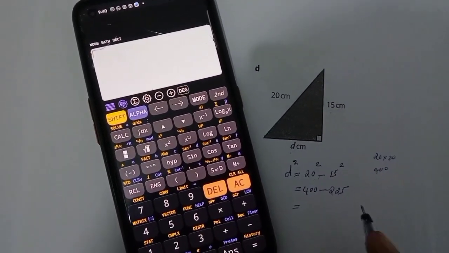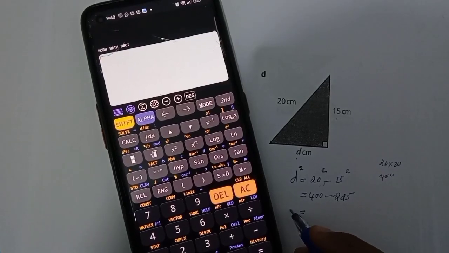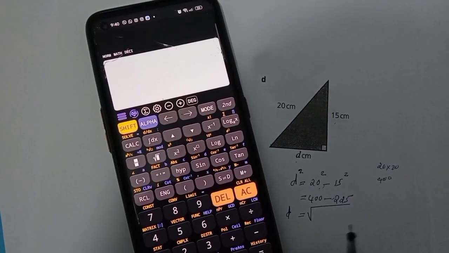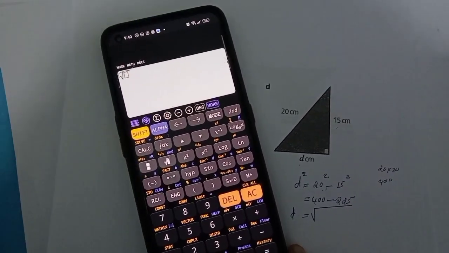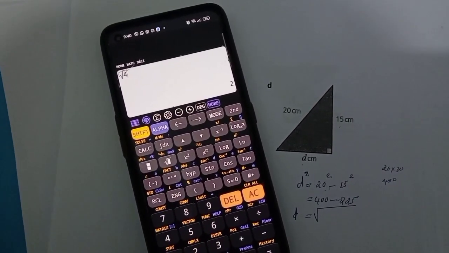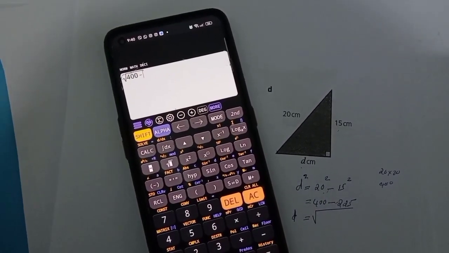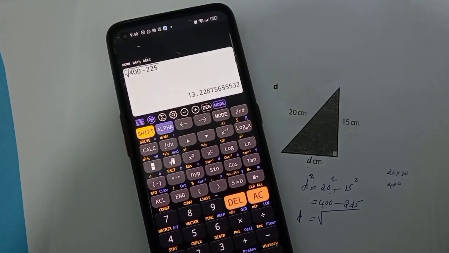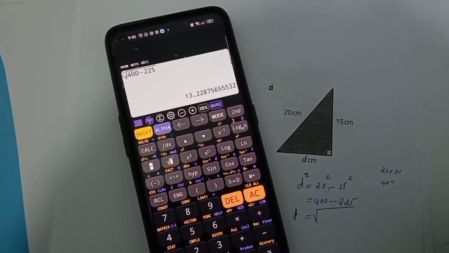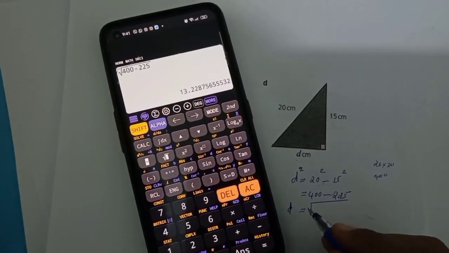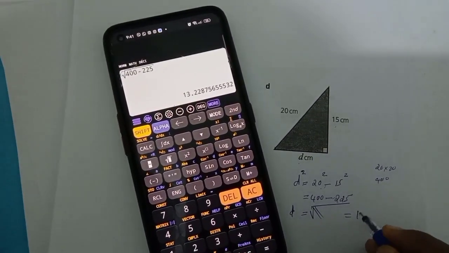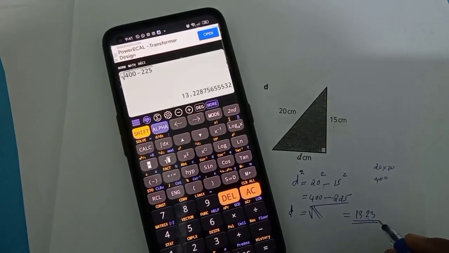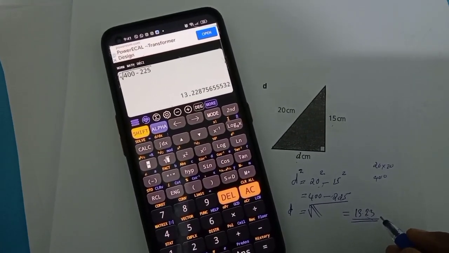We need the root, right? So the D equal to root of 400 minus 225, right? So the answer is 13.228. So we can cut this root, and we can write it 13.23. Okay, clear? So the answer is in centimeter.